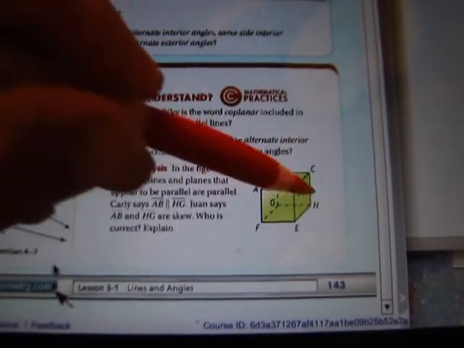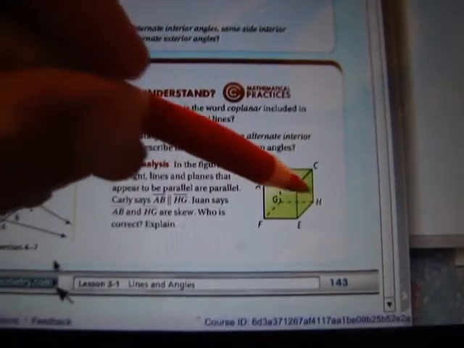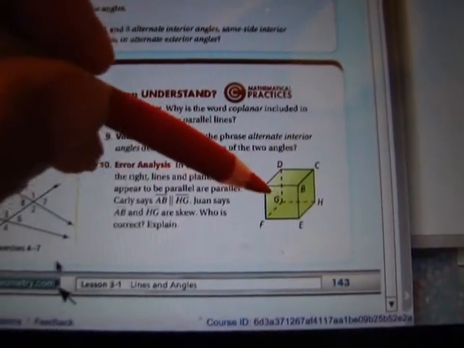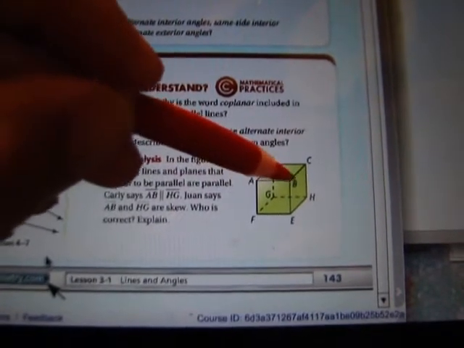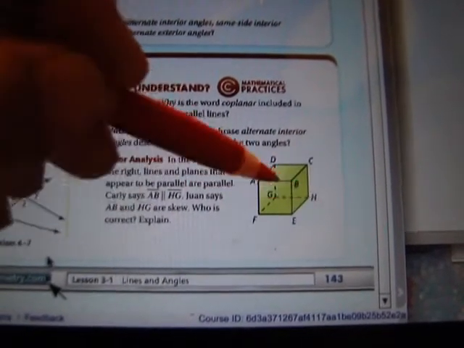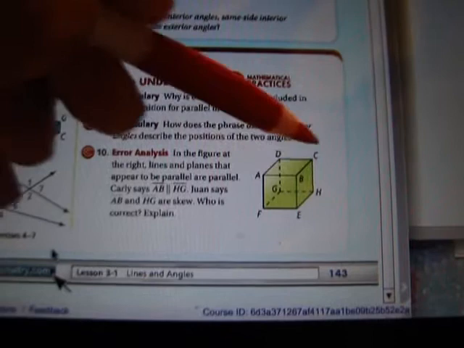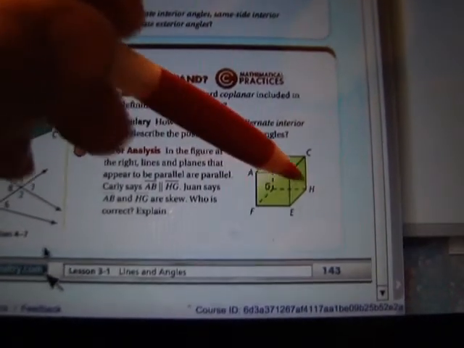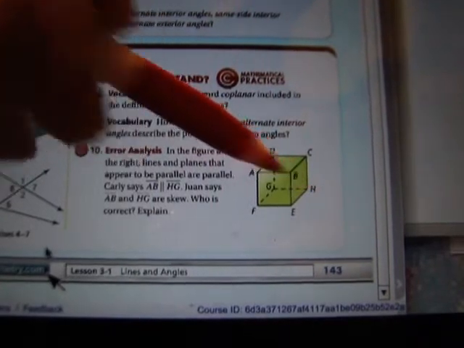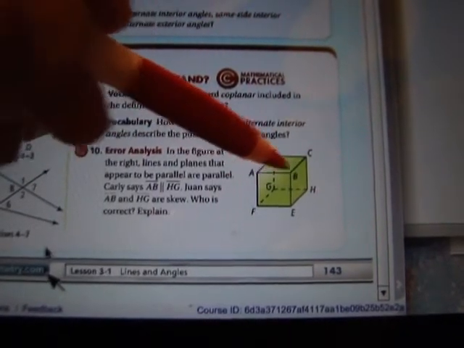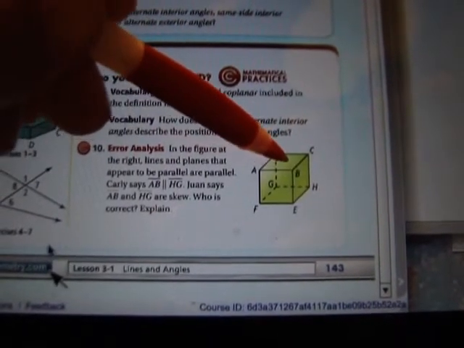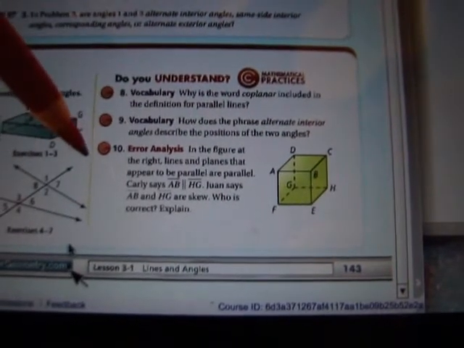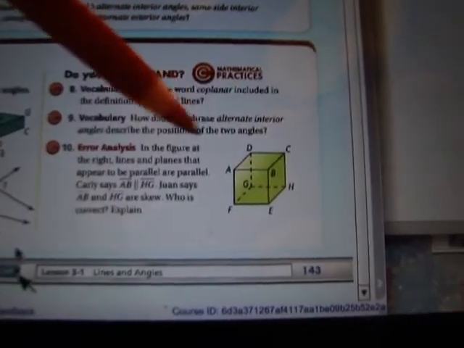Here's AB and here's HG. Now remember that means they're in the same plane. What you've got to see here is that there's this invisible diagonal plane that they lie on. So it's not one of the planes that's on the cube itself, but one that goes diagonally. But as you can see, it's possible to have segments AG and BH making them on the same plane. So Carly's correct. They are actually parallel.